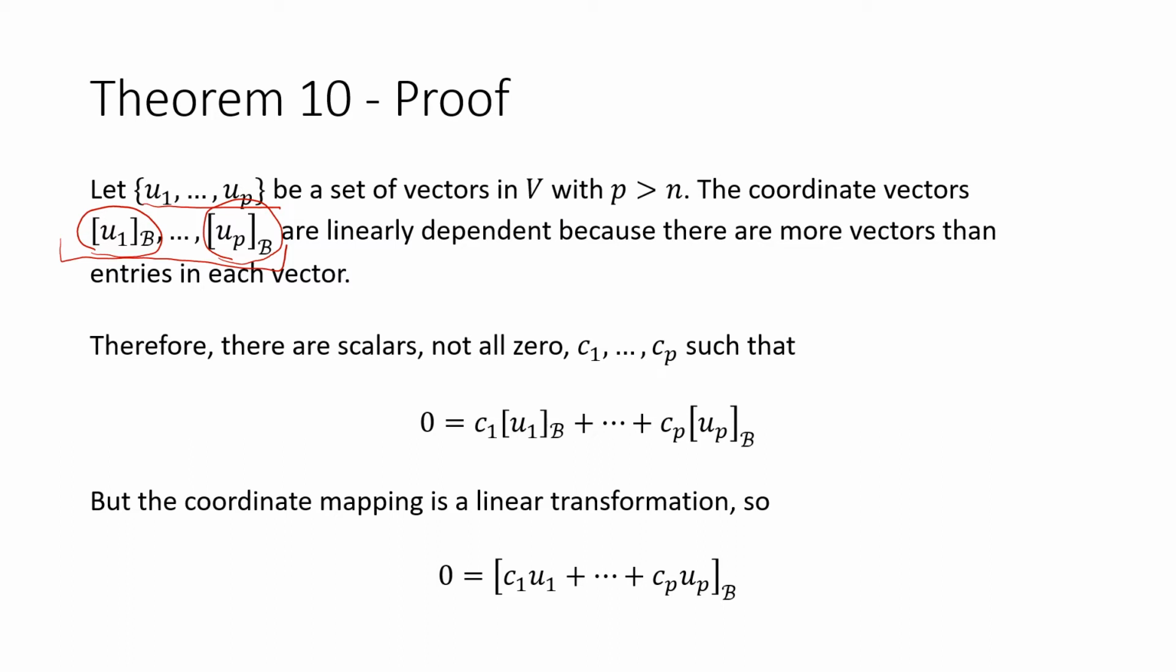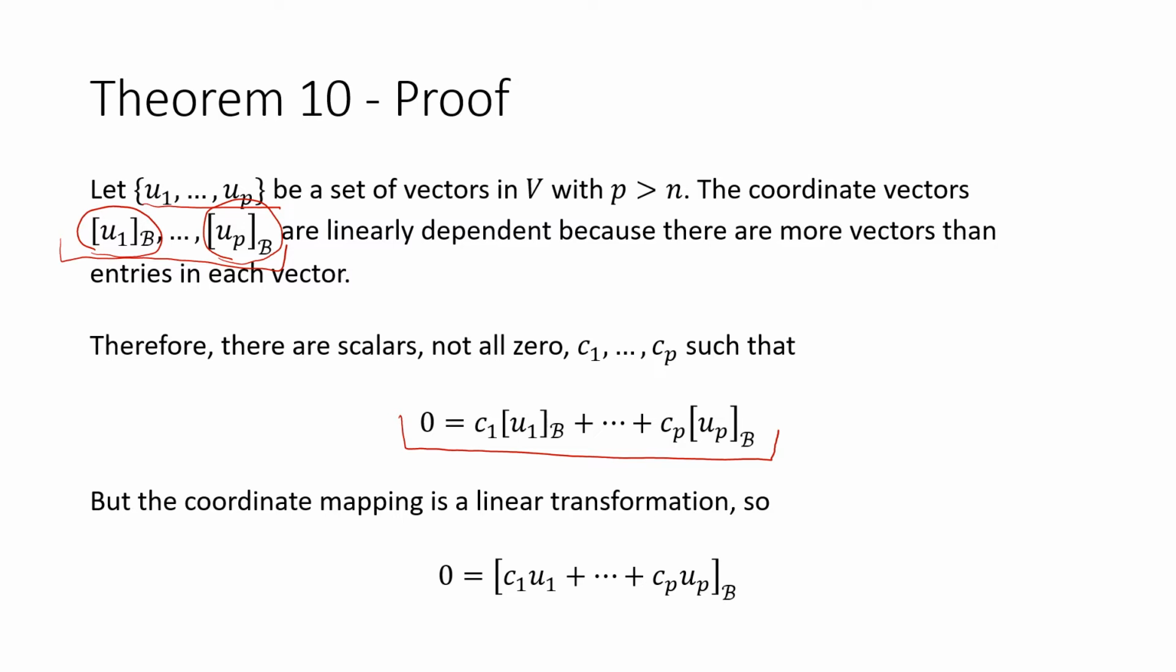Now that's not the vectors we started with. These are the coordinates. We now know the coordinates are linearly dependent. But if they're linearly dependent, by definition, it means that we have non-trivial scalars that we can add things up and get a 0. So we have these c's where some of those c's are non-zero, and they add up to 0.